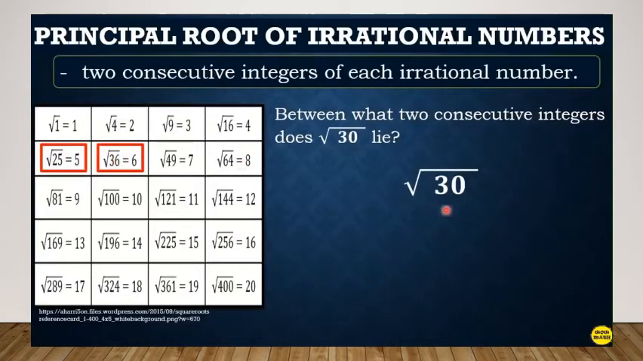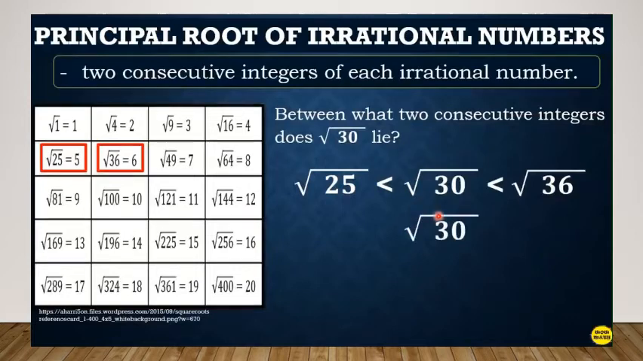Okay? So, square root of 30 is greater than square root of 25 but less than square root of 36. So, ulitin ko, kukunin po natin yung dalawang perfect squares na kung saan nasa gitna si square root of 30. Okay, now, nakuha na natin yung dalawa. Anong gagawin? Kukunin natin yung square root nito.